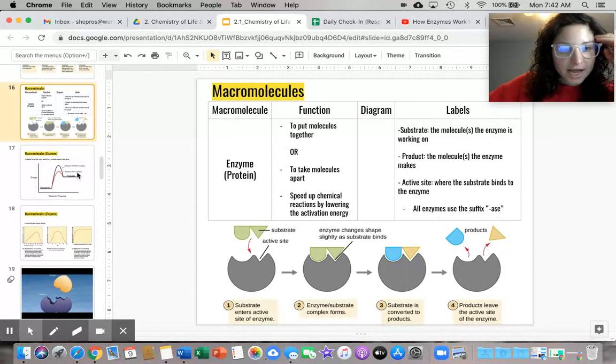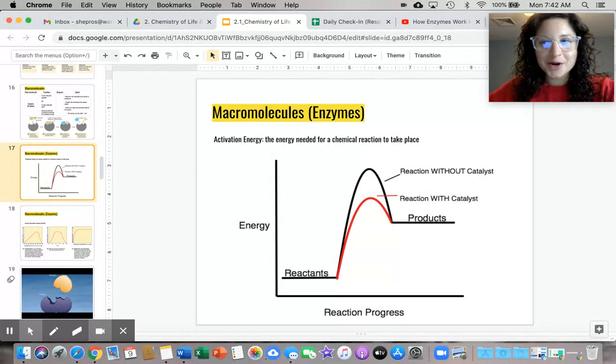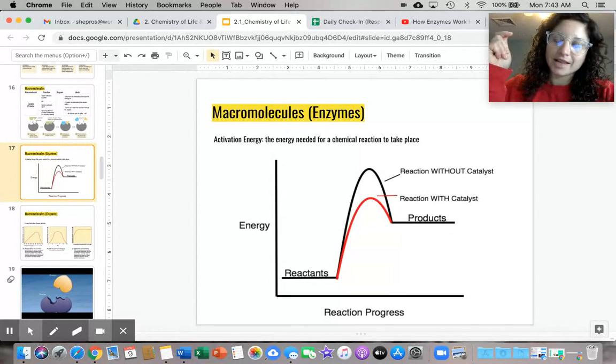So let's look at this activation energy I've been referring to. And basically, like I said, in order for a chemical reaction to happen, it needs a certain amount of energy put into it. So without an enzyme, like I said, the enzyme lowers the activation energy. Without the enzyme, this chemical reaction could take years, like longer than your lifespan in years for this reaction to happen. However, the enzyme makes it work like that.